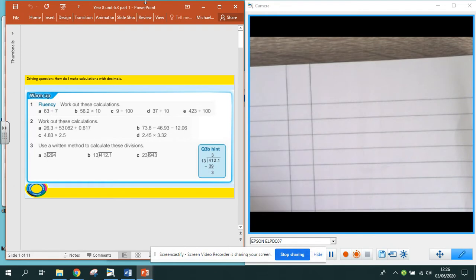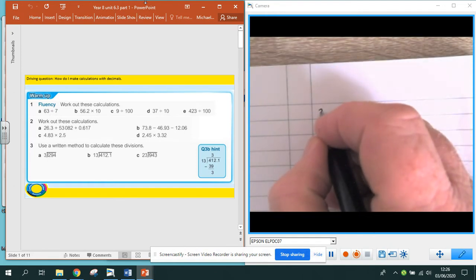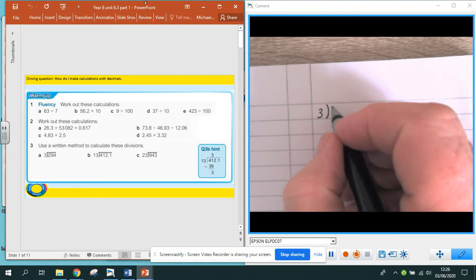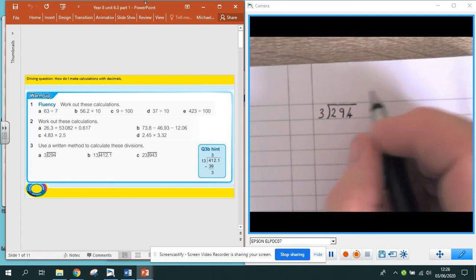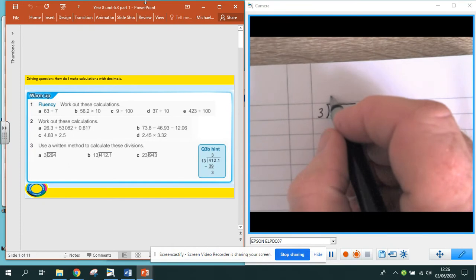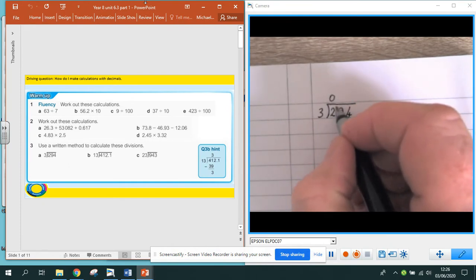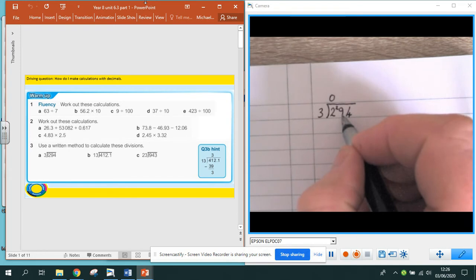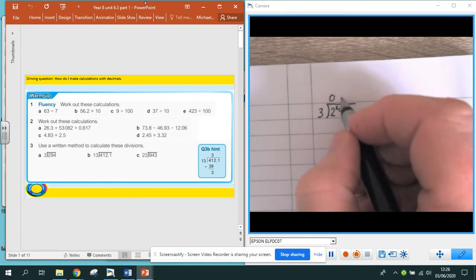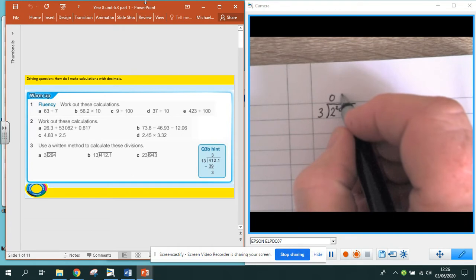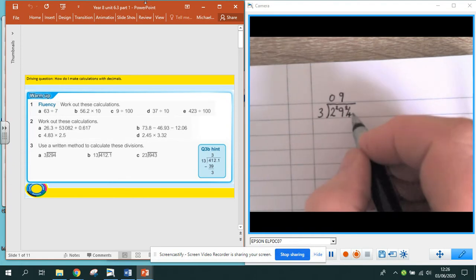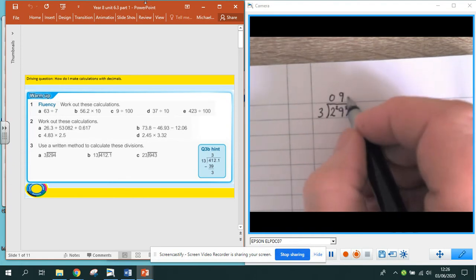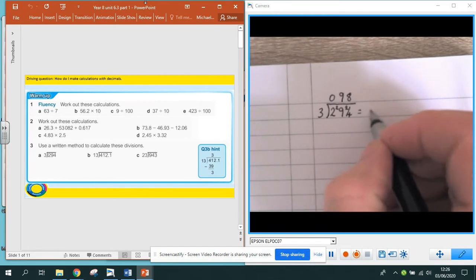So, first one's easy enough. We've got 294 divided by 3. Give yourself plenty of room in here so you can carry the numbers over. How many 3's in 2? There's none, so I carry the 2. How many 3's in 29? Well, 9 3's are 27, so there's 9, and there's another remainder of 2, which I write next to the 4. How many 3's in 24? 8. So my answer is 98.